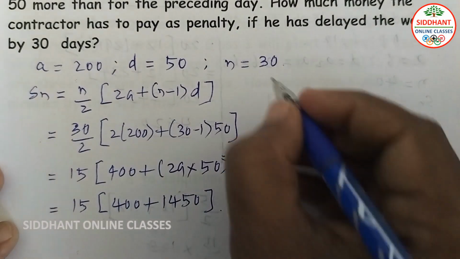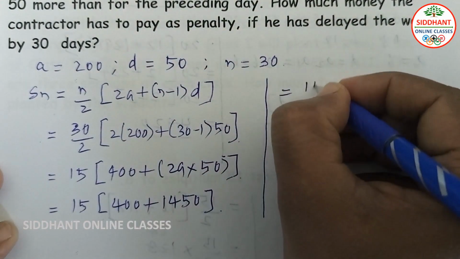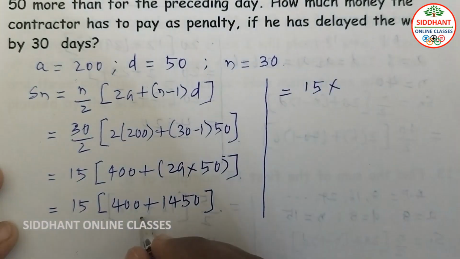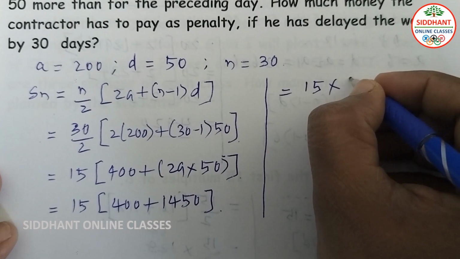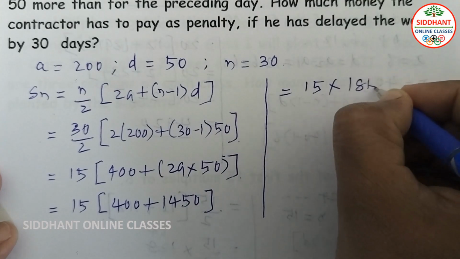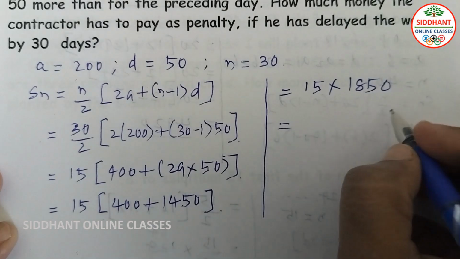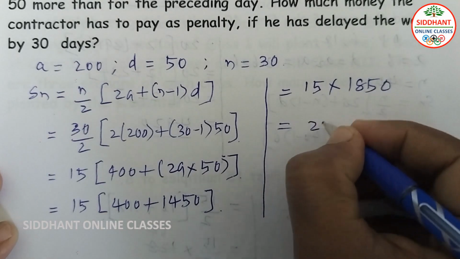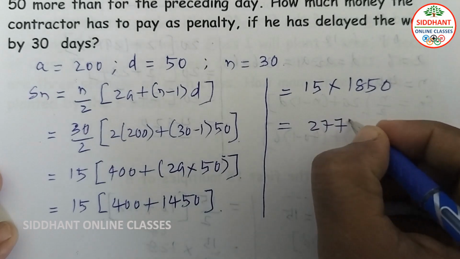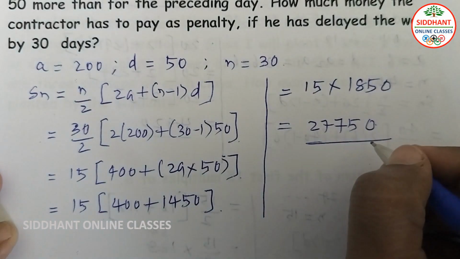1450 here. So that is equal to 15 into 400 plus 1450, which will be 1850 here. So now 15 into 1850, once you multiply here we get the answer 27750 here. So this is the total amount for 30 days here.